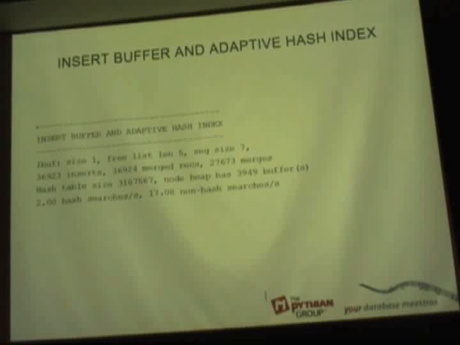Now, the ratio of how many merges versus how many inserts is how efficient the insert buffer is. So here it's not very efficient, right? Because you've got 27,000 merges versus 36,000 inserts. So you could say that about 2/3 of the inserts are not being merged. There's only about 1/3 being merged. Now, is that good or bad? I mean, it's better than nothing, but it's not as good as having, say, 50% of them merged.